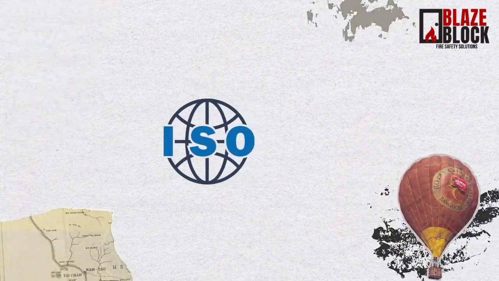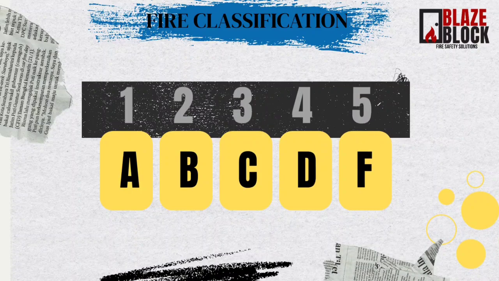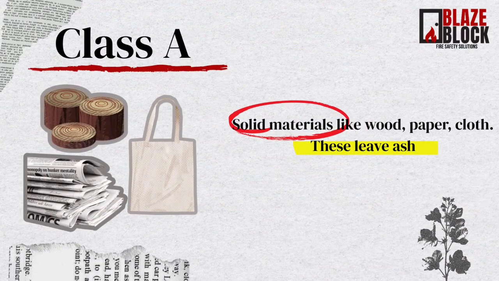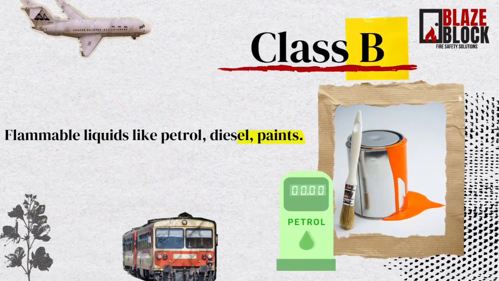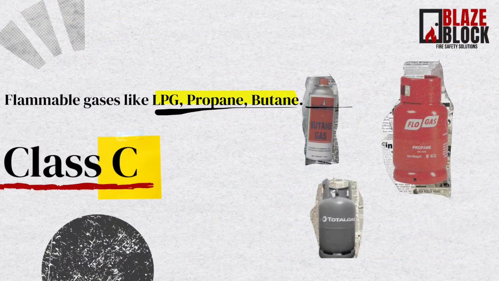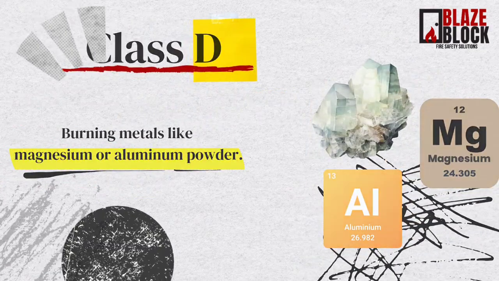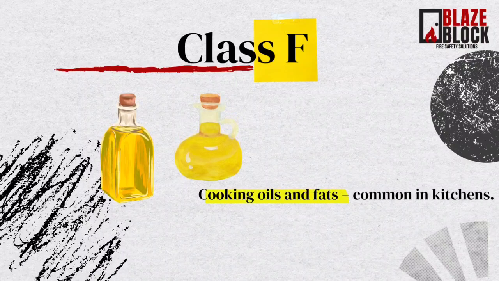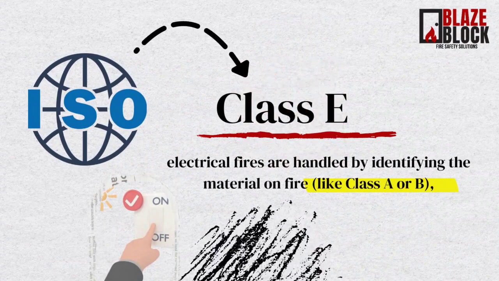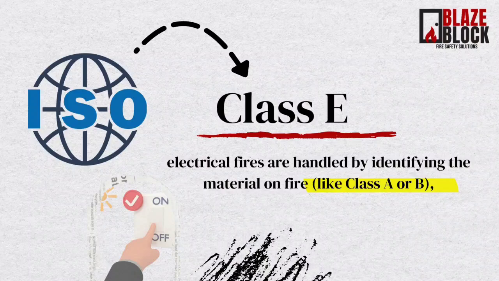The ISO standard, commonly used worldwide, including in India and Europe, classifies fires into 5 main classes. Class A, solid materials like wood, paper, cloth. These leave ash. Class B, flammable liquids like petrol, diesel, paints. Class C, gases like LPG, propane, butane. Class D, burning metals like magnesium or aluminum powder. Class F, cooking oils and fats, common in kitchens. In ISO, there's no Class E fire. Electrical fires are handled by identifying the material on fire and making sure power is off before extinguishing.